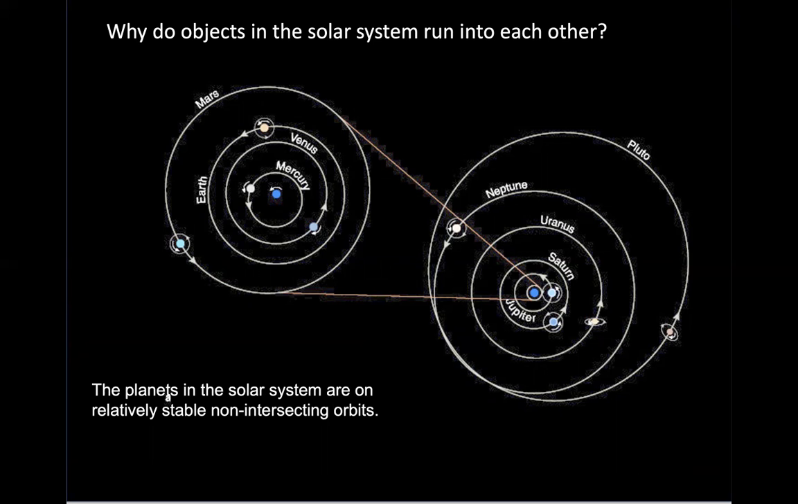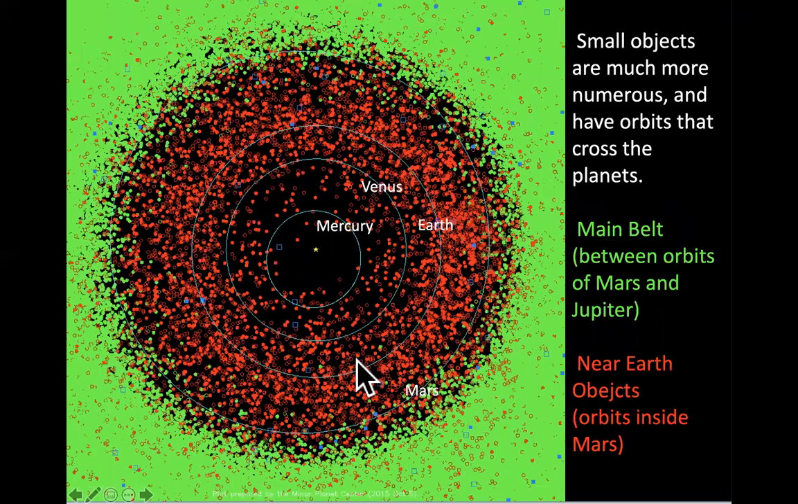The motions of the small bodies are not nearly as well behaved. There are small bodies that get all the way into the orbit of Mercury. There are objects crossing all of the planet's orbits. This is a map, again, space is mostly empty, but this shows every object we know about. And they're on trajectories that can potentially hit all of the planets.